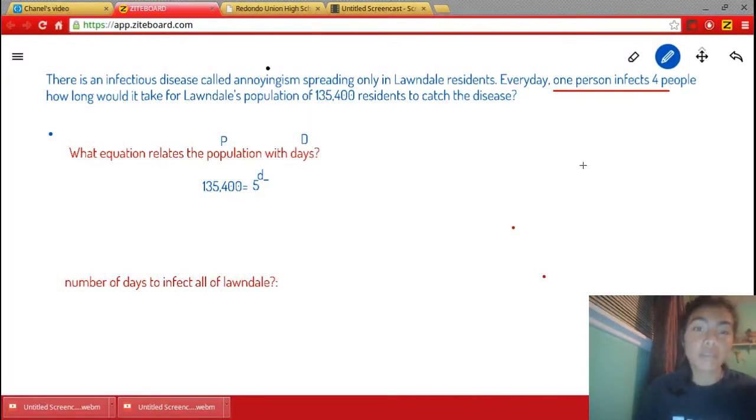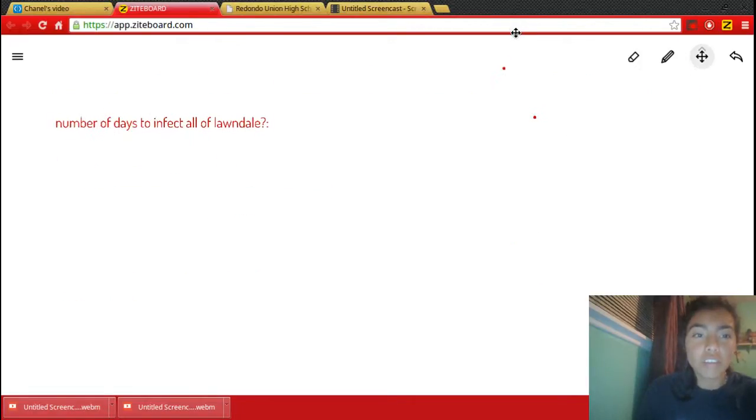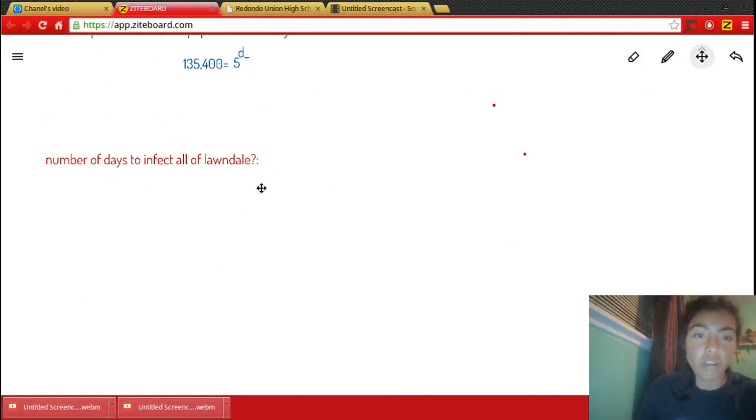Now, to summarize, we have our population. We want to know how many days. Our days is going to be, and each day, 5 more people will get infected. So it's 5 times 5 times 5 times 5. That's why our D equals our exponent. So our equation is that. Now we're going to solve for the number of days it'll take. So we take this equation, and we type it down right here.